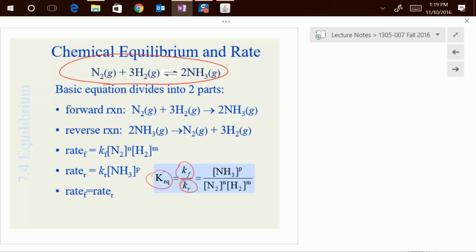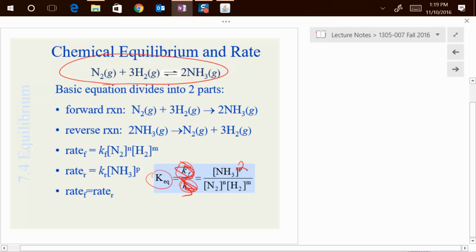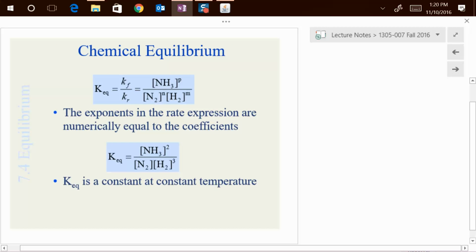Don't ever worry about this anymore. You don't have to worry about that ever again. KEQ equals products over reactants raised to their coefficients. Okay? So what would be the order of NH3? It would be second order. What would be the order of N2? Just one, it's first order. What about of H2? 3, right? That's how I would write this rate expression. Okay? Just like that.